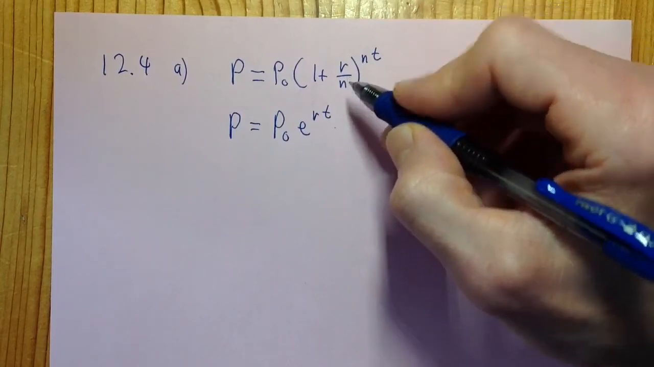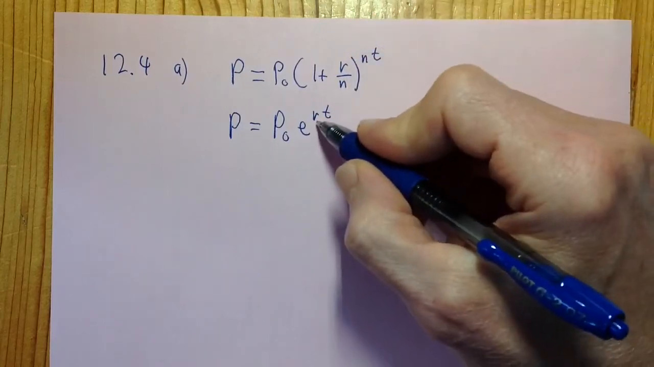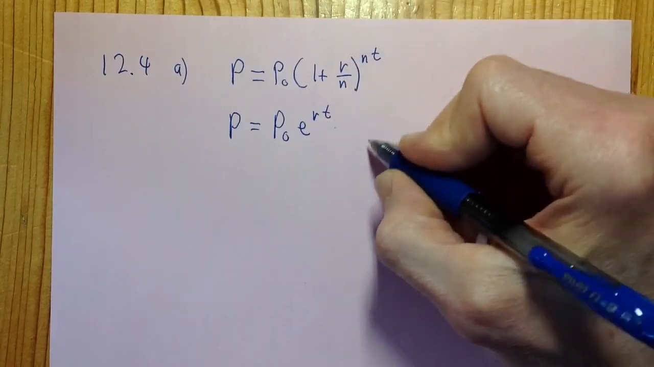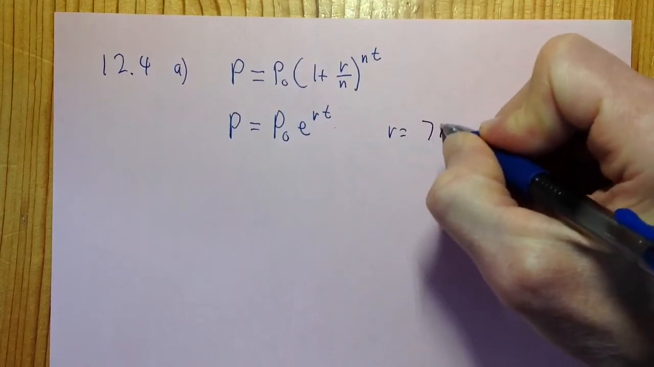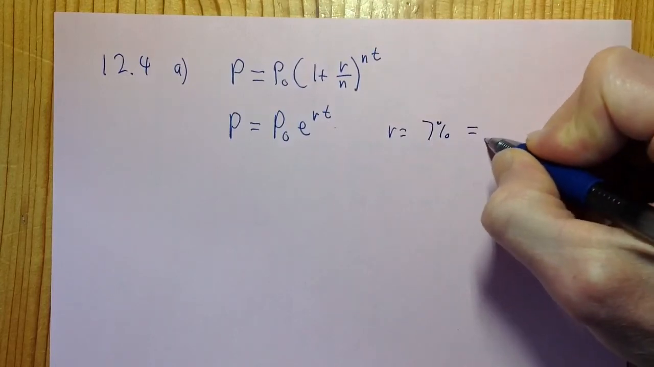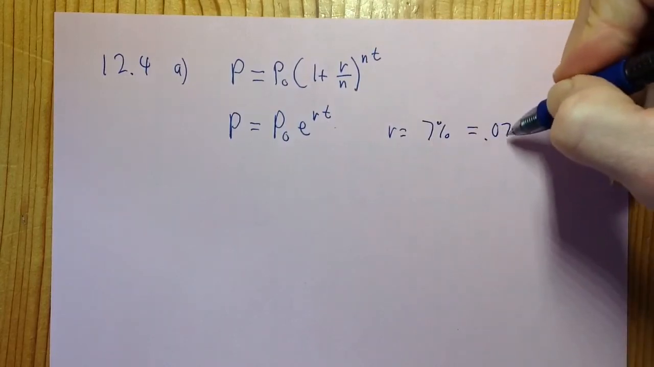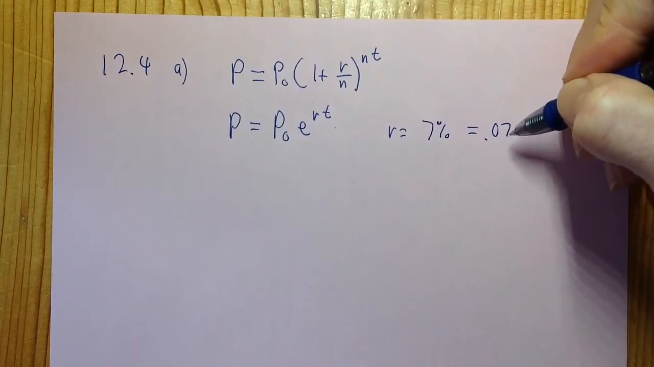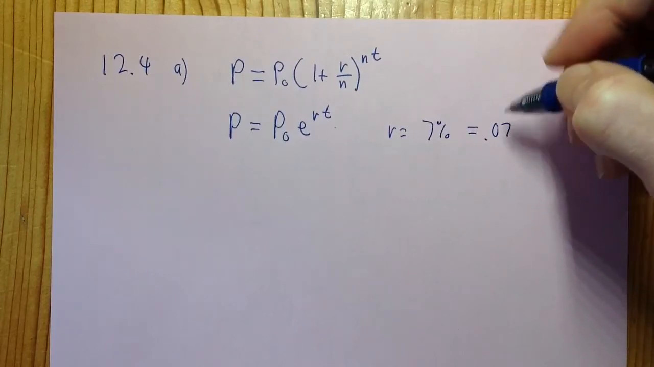So this time we use the continuous formula, where the rate, R, is 7%, but we always do math with decimals, so it's 0.07. They tell you that. That's the easiest way if they just tell you it's 7. So what's the doubling time?